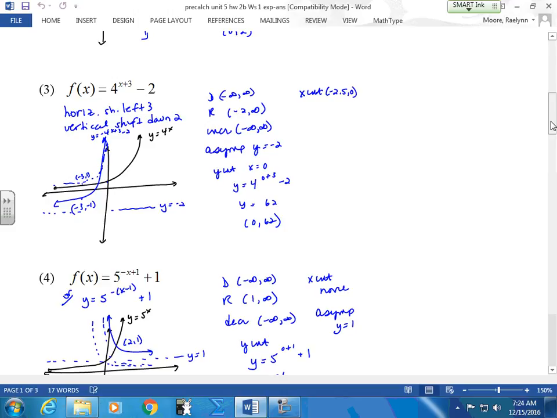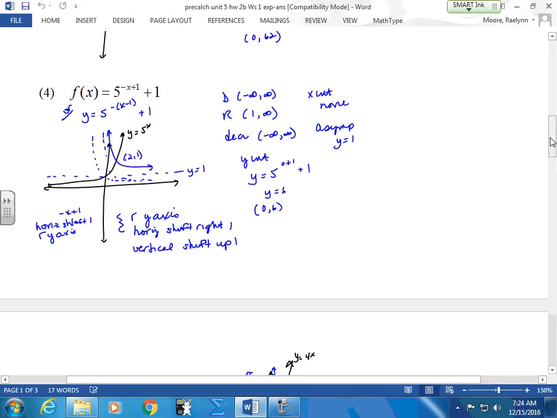Okay, so we first do a horizontal shift, left, and then we do a vertical shift. And the vertical shift changed your asymptote. If you want to do your x-intercept, do it from your calculator right now. Just do it off your calculator. 4. You have a reflection, you have a shift, you have a vertical shift.